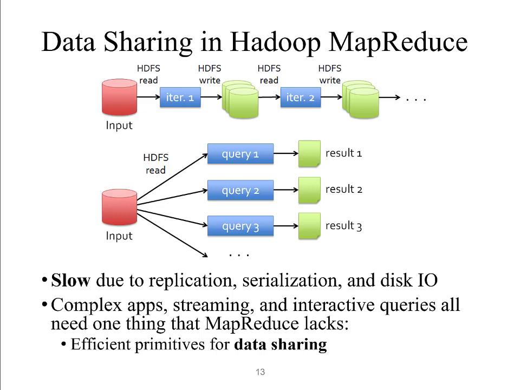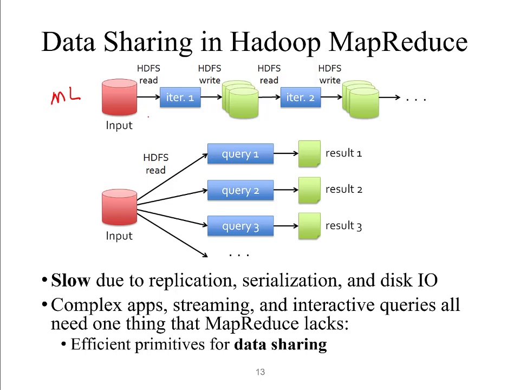So let's see two examples to show the problem of Hadoop MapReduce when handling different kinds of tasks. This task is a typical machine learning task where the input goes through iteration.